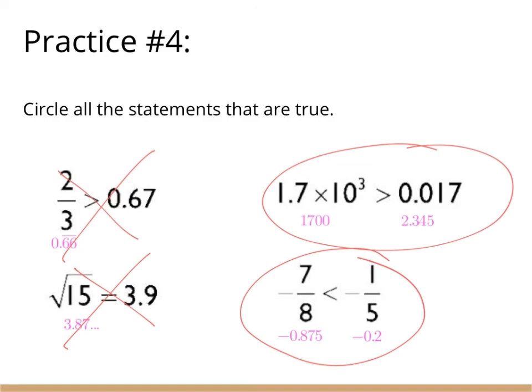I like to think of it in terms of money. So for example, the negative 0.875 is like owing me 87.5 cents, and the negative 0.2 is like owing me 20 cents. It's a lot better to owe me only 20 cents than it is to owe me 87.5 cents. So that's why the negative 0.2 is greater.